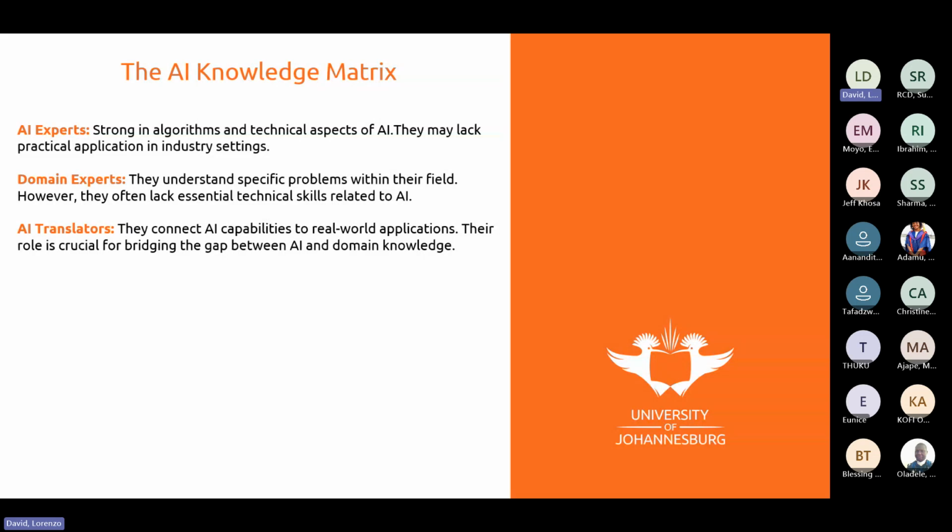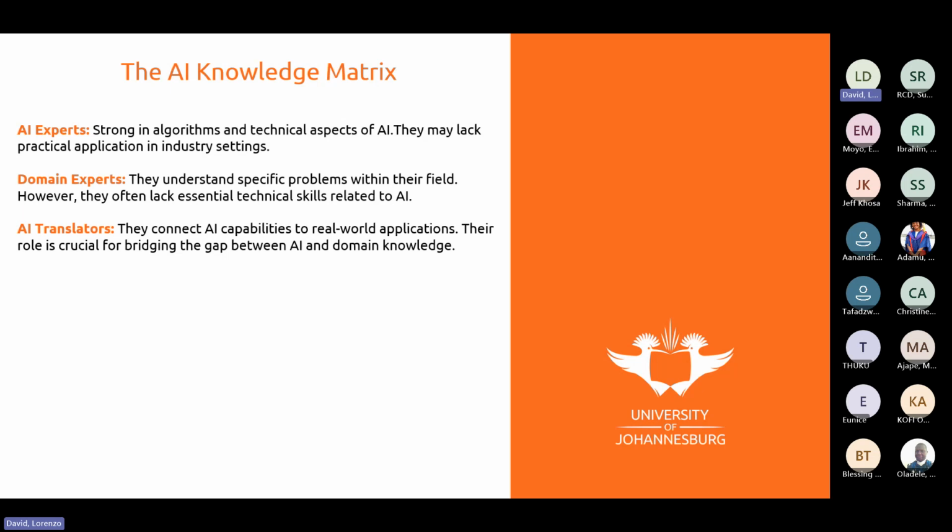So the first type of person we have will be an AI expert. These are generally people who are strong in algorithms and technical aspects of AI. They know how to generate their prompts. They understand what inputs to put specifically to get a specific output. However, they may lack practical application in industry settings. Essentially, they may not have the baseline knowledge.